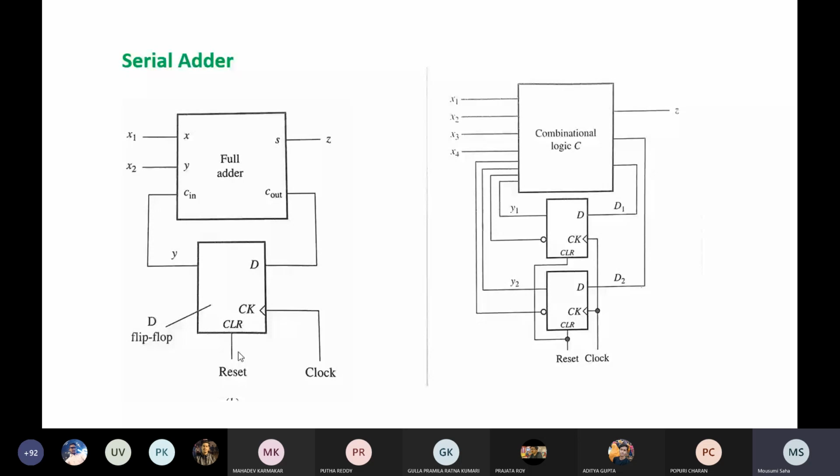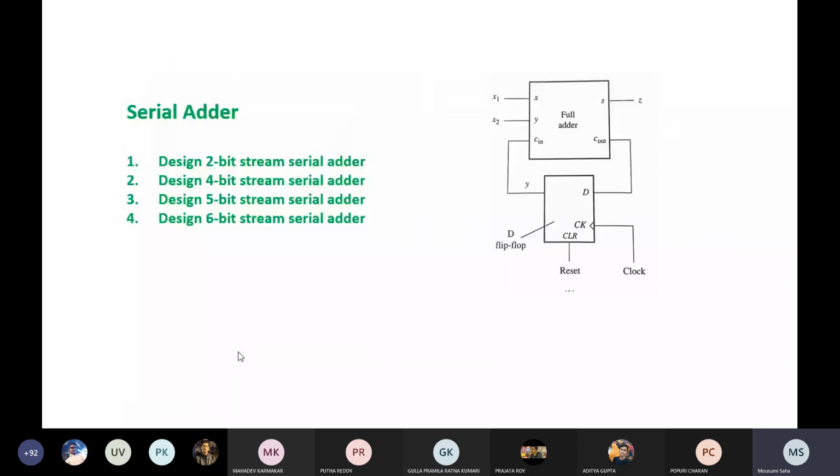So whenever you design the 2-bit or 4-bit stream or 5-bit, 6-bit, you have to consider this diagram. This is the 2-bit. With the help of this 2-bit you have to design the 4, 5 and 6-bit. You will try first, then I will check whether you can design it or not. You have to verify that the design is correct or not, then I will explain if you can't design.